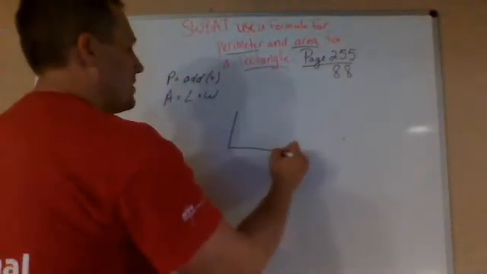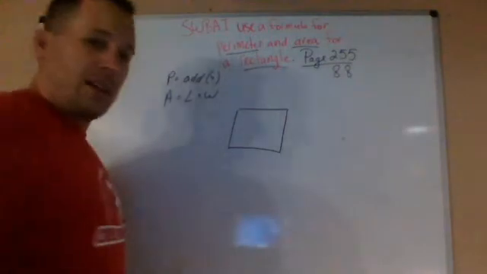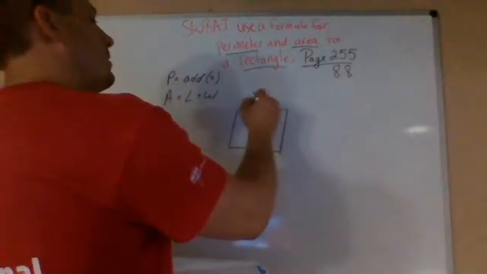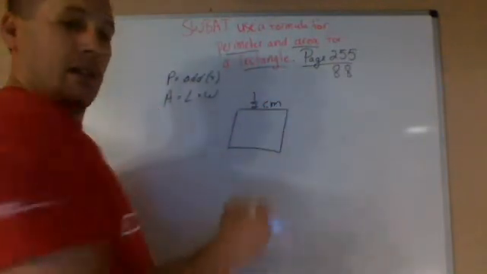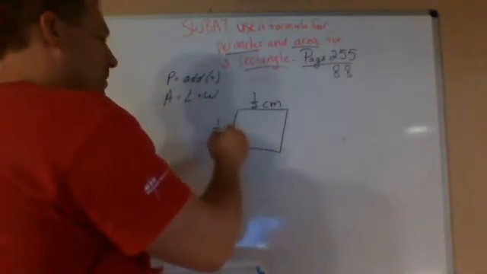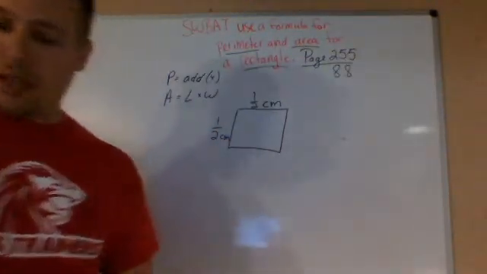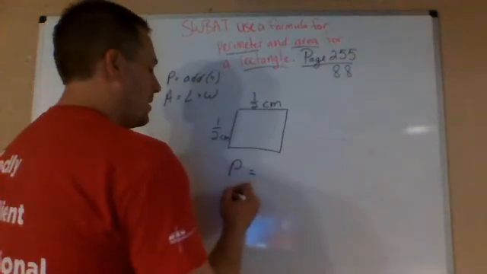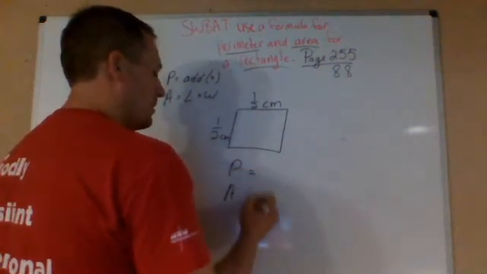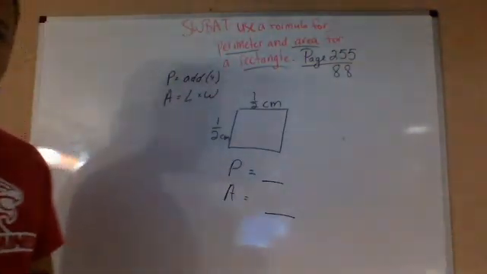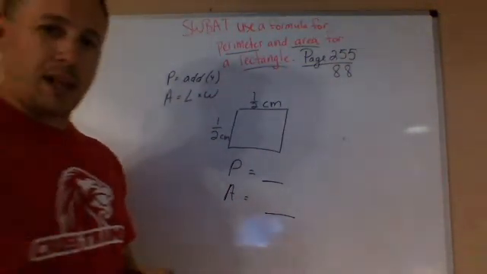Okay, so I'm going to basically draw a basic rectangular square, and I'm going to just swap the numbers in and out. So this is a 1/2 centimeter, right? And the other length is also a 1/2 centimeter. So that's a square, because they're all the same. And then it's going to ask you for the P and the A. All right? So perimeter, we add up all the sides, and area, we have to multiply.